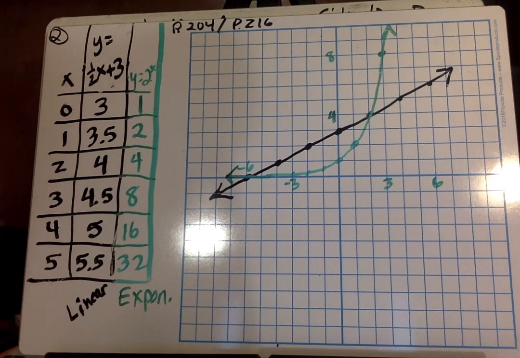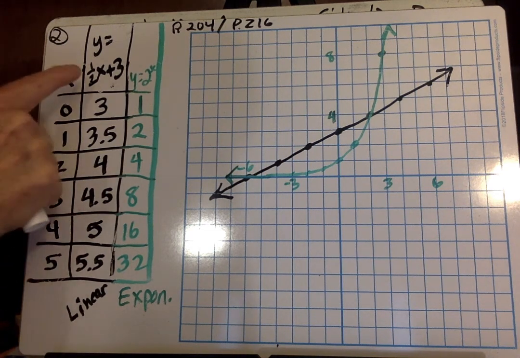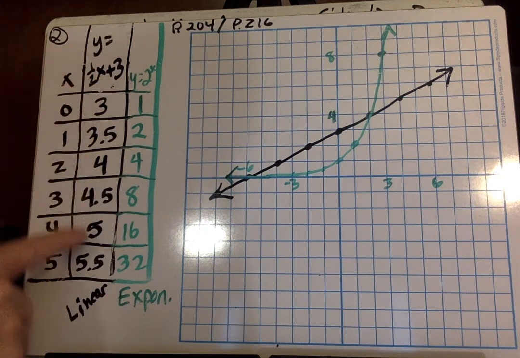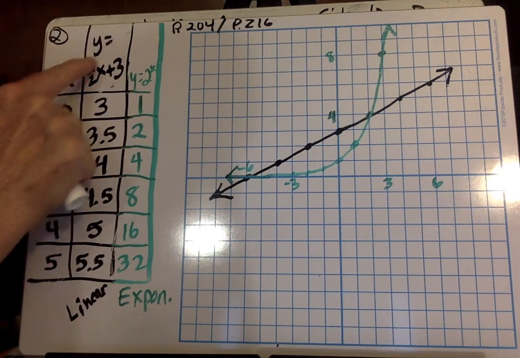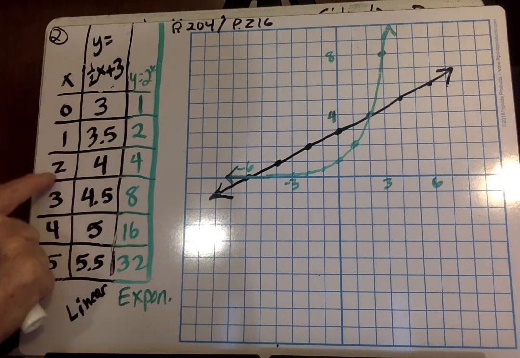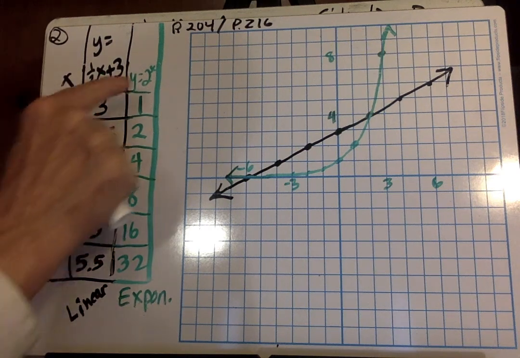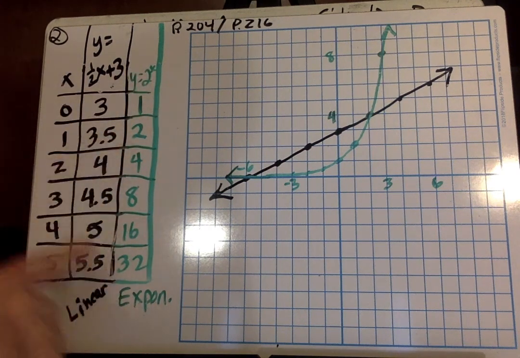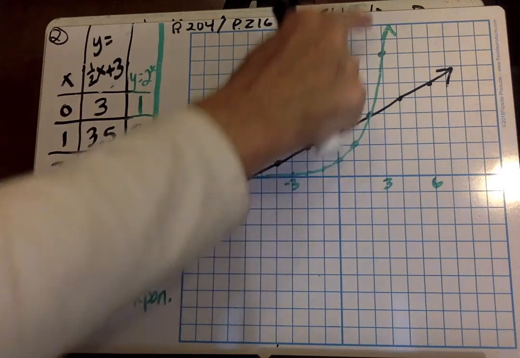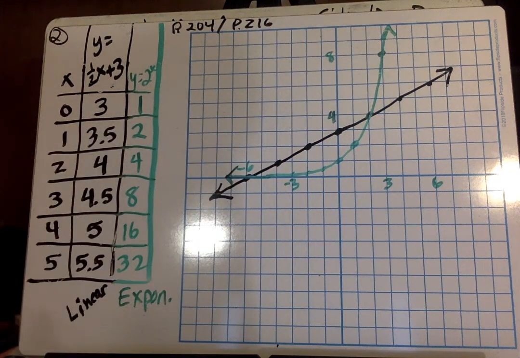Actually, functions. So here's number 2, and I went ahead and completed the table, putting in these values for x. This is if y equals this, what's the y value? So if we put 0, 0 times a half plus 3 is 3. I think I already went through most of that in the other video. Now 2 raised to the power of 2 is 4, and so forth. And then we have this graph here.